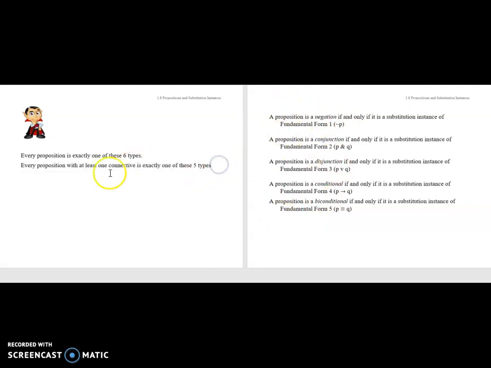Okay, and so that means that you pull a proposition out of a hat at random, and either it's going to be one of these, and whichever one it is, it's not any of the others. It's guaranteed to be one, and it's guaranteed to be only one of those 5. Now, why am I emphasizing this so much? Because it's super important for your future work. Okay, you need to stop now and learn this, and learn it well.